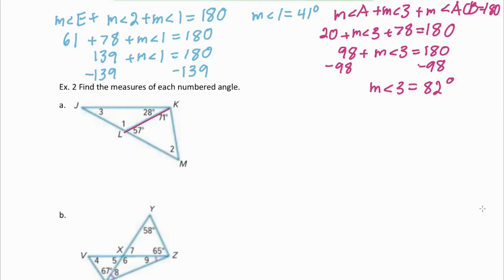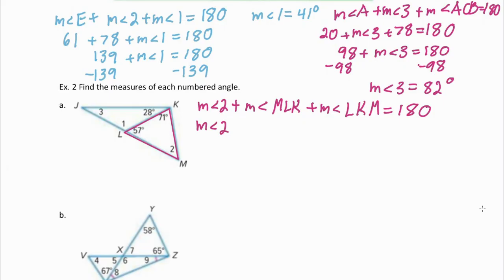Okay, so I'm going to start with this triangle. And again, we know that the measures in that triangle sum to 180. So we know that the measure of angle 2 plus the measure of angle MLK plus the measure of angle LKM is going to equal 180. So we're trying to find the measure of angle 2. We know that the measure of MLK, that's this one, right, is 57. And we know that the measure of angle LKM is 71. So this would be our setup.